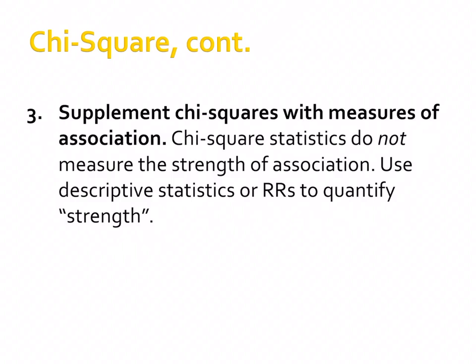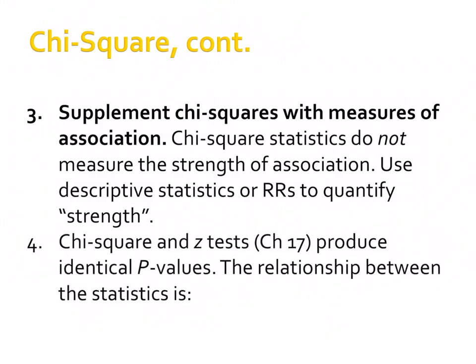Third, you supplement chi-squares with measures of association. Chi-square statistics do not measure the strength of association. Use descriptive statistics or R's to quantify the strength. Once again, you have Pearson's R to describe correlation and regression with regards to lines. But when we don't have lines and we want to test association, we use chi-square statistics. They don't measure the strength, right? You have to use relative risk to quantify the strength of it.